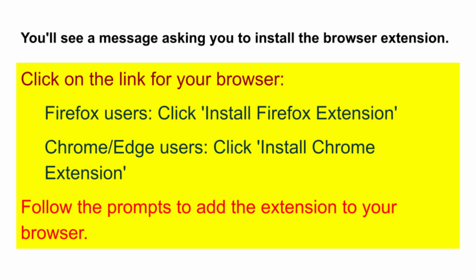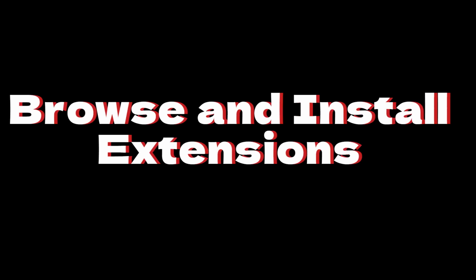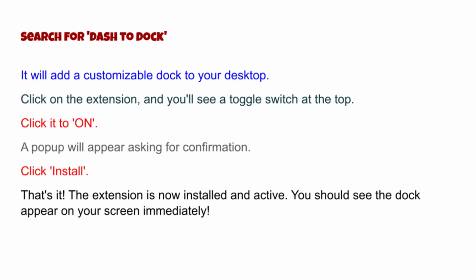Now we have step 3. Browse and install extensions. This is the fun part. On the GNOME extensions website, you can browse thousands of extensions. Let's install a popular one as an example. Search for Dash to Dock. This adds a customizable dock to your desktop. Click on the extension and you will see a toggle switch at the top. Click it to turn it on. A pop-up will appear asking for confirmation. Click install. That's it. The extension is now installed and active. You should see the dock appear on your screen immediately.